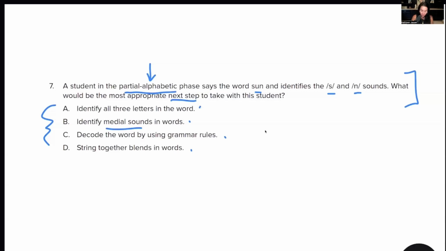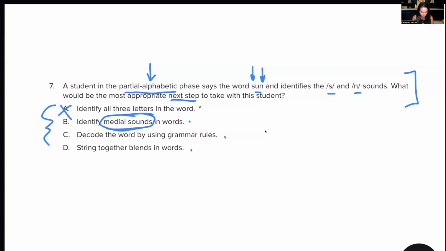And typically, when students are learning words, the sounds in words, they hear the hard consonants first, the s and the n. The medial or middle vowel sounds come later. The u comes later for sun. But they hear the s, n first. Those are the things they can identify first. So identify all three letters in the word. That doesn't really do much in terms of understanding sounds. So I'm going to cross that off.